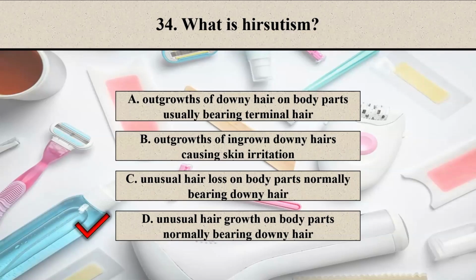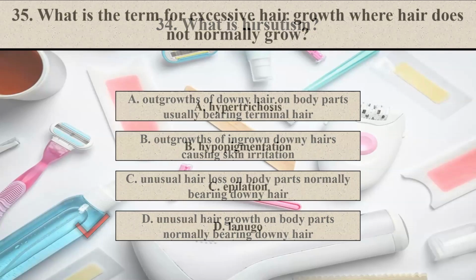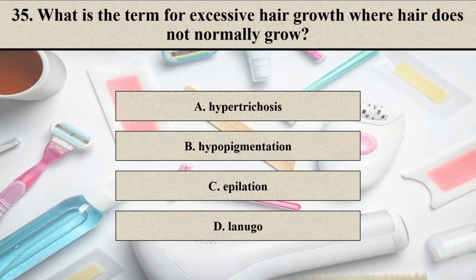If you chose D, unusual hair growth on body parts normally bearing downy hair, you are correct. What is the term for excessive hair growth where hair does not normally grow? Is it hypertrichosis, hypopigmentation, epilation, lanugo?